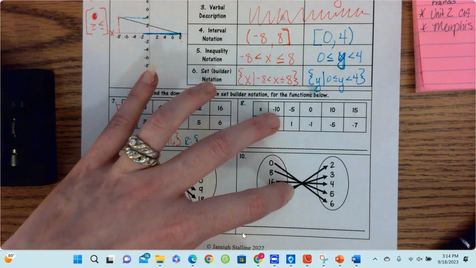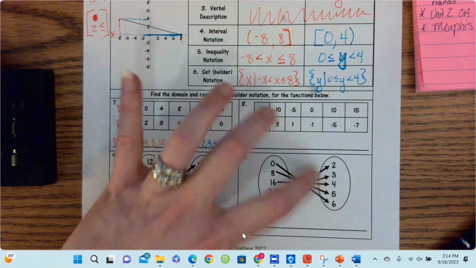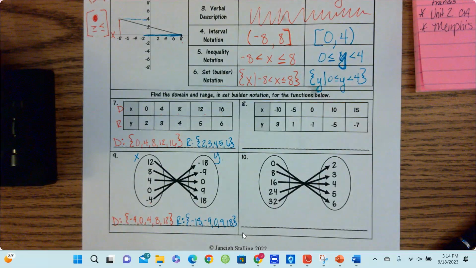So all I want you to do are those two discretes. That's all I want you to do on your own, are those two discrete tables, and you're done for the day with me. Okay?